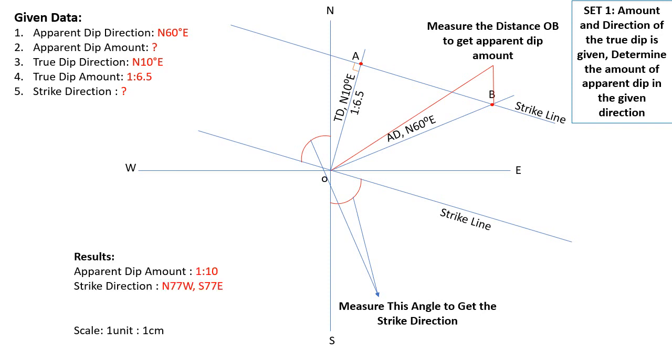Okay, so here we have to write down the results also. So what results did we get? The apparent dip amount, that is, you have to measure the distance OB, and write it as 1:10. And the strike direction, that is the angle of the strike line, that we are going to measure and write as north 77 degrees west and south 77 degrees east. So both the angles we need to write to show the strike direction.